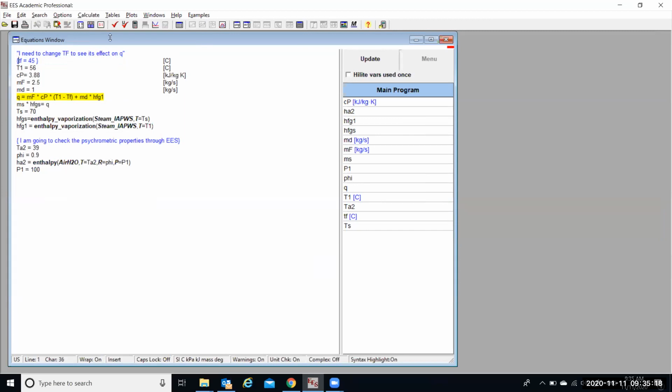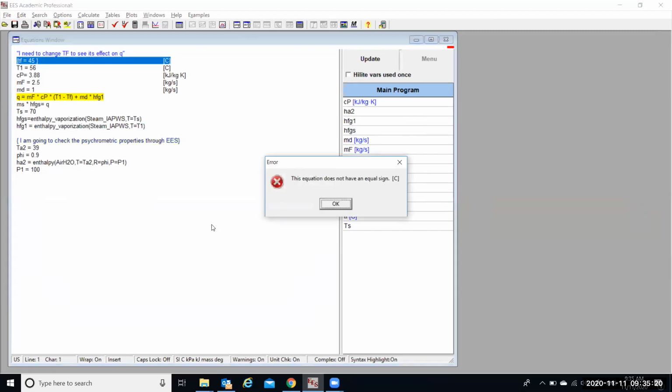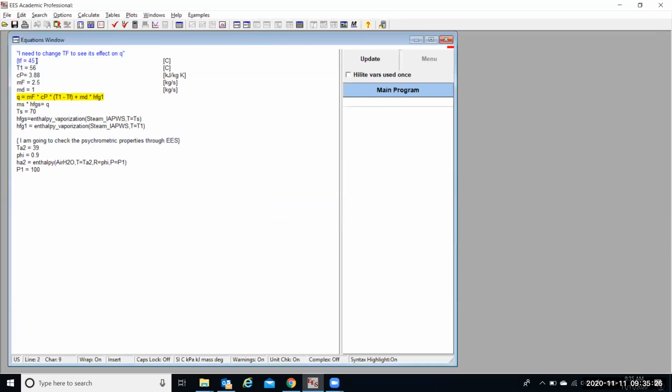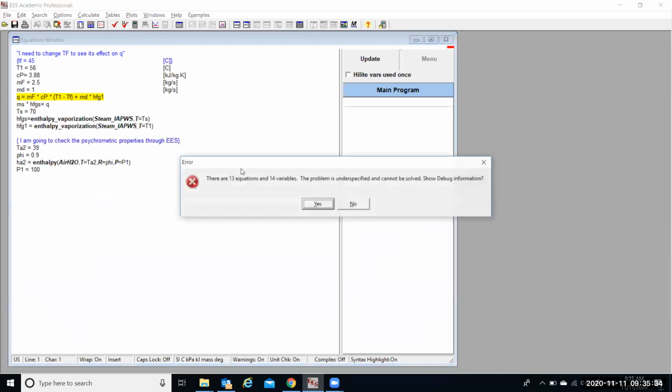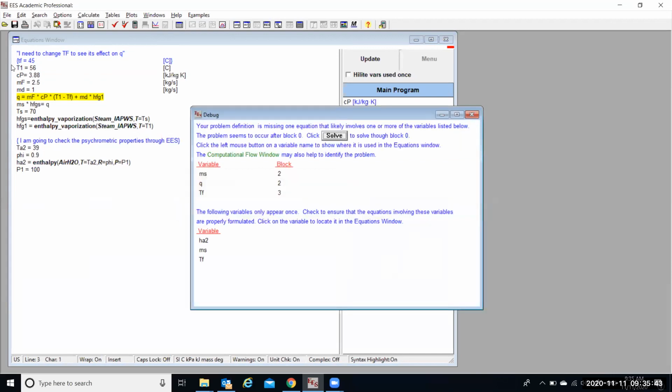No, I cannot. Why? Because the number of equations and the number of unknowns is not equal. Because I commented on this, the square bracket does not have a meaning, so let me comment it all out. If I try to run this, it will tell me that the number of equations and number of unknowns are not equal, and this is true because I hid this value. This is hidden, so I cannot solve the problem.